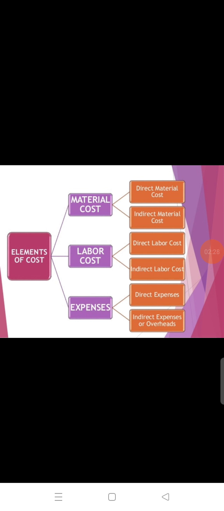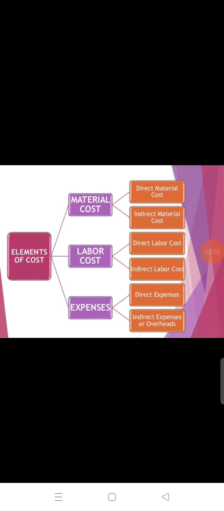So first of all I will explain what you mean by direct and indirect. First I will explain the direct cost. What do you mean by direct cost? Direct costs are those costs which can be identified with and allocated directly to a particular product or process or job. These costs are also known as prime cost. All direct expenditure is called prime cost.